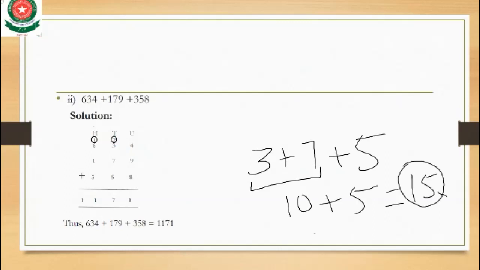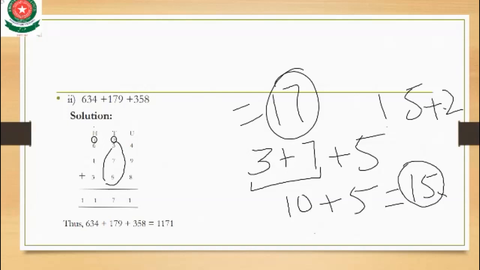10 plus 5 is equal to 15. So tell me, how can we write 15? And see this, there is a carry with this number, which is 2. So in 15 we add 2. So the answer is 17.